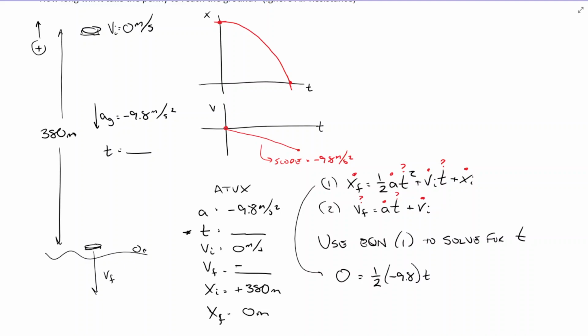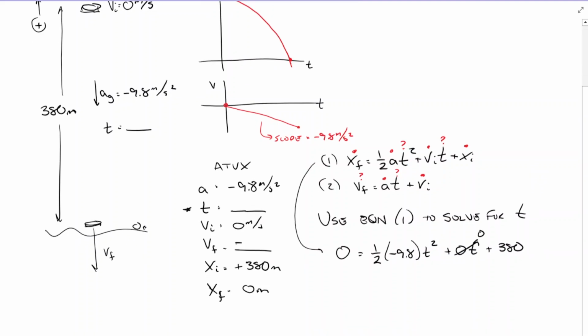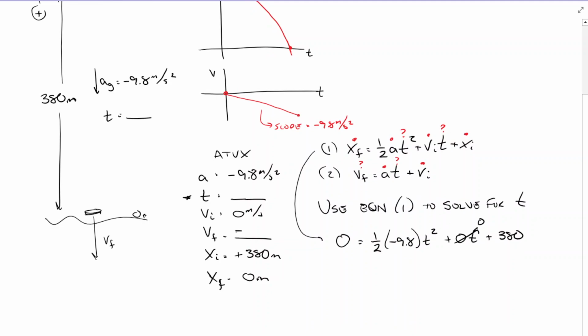So I'm just going to leave it just like this. Plus 0 times t plus 380, my initial position. Right, 0 times t just goes away, that's 0. And now we have an equation here that we can solve for t.